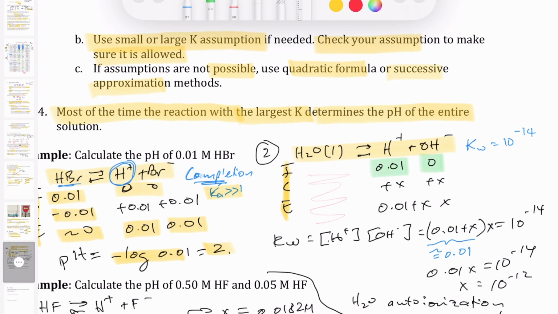Now, why did I put 0.01 for H plus? Because the way you analyze this problem is sequential. So when you have that first reaction happen, you assume that at the end of that reaction, you have 0.01 molar H plus. So now when you analyze the second reaction, which happens after the first reaction, you already have 0.01 molar H plus floating around in your solution. So that's the reason why I put 0.01 there.